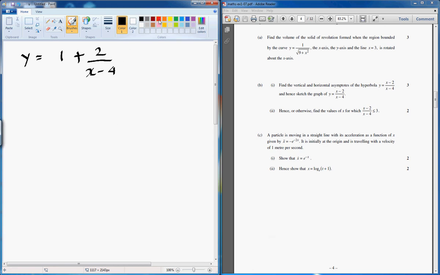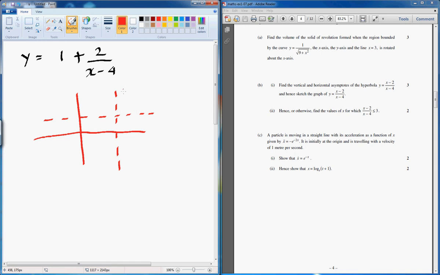Okay, so we're up to the part where we sketch this graph. I'm going to use the form that I used before. And first of all, the thing that I need to draw is what the asymptotes are. So we have an asymptote at x equals 4 and at y equals 1.